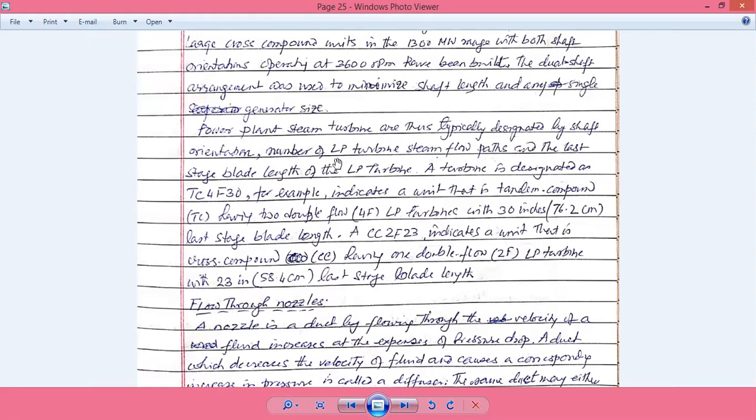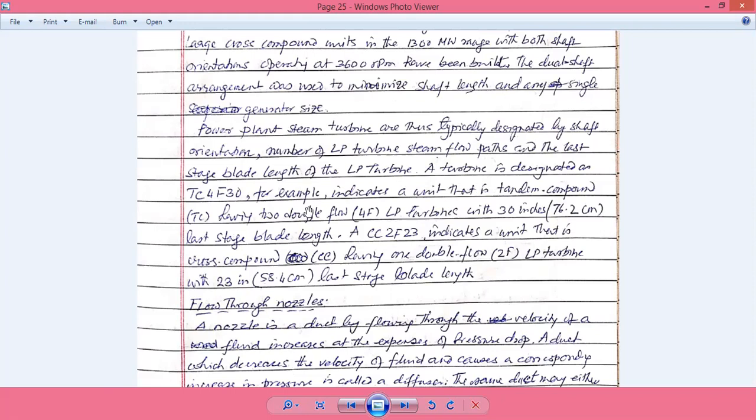The designation also includes the number of low pressure steam flow paths and the last stage blade length of the low pressure turbine. What is this number of low pressure steam flow paths? It means how many low pressure turbines you are using. And what is the last stage single blade length of the low pressure turbine?